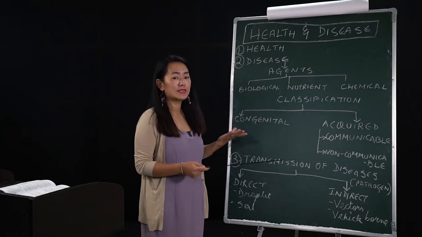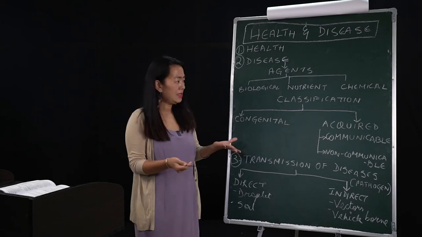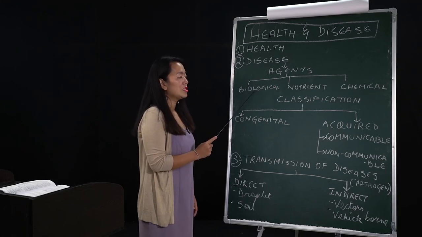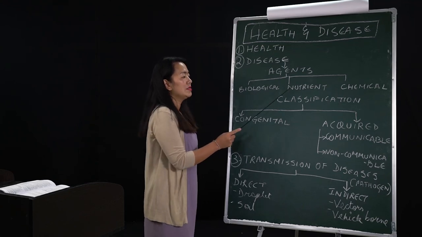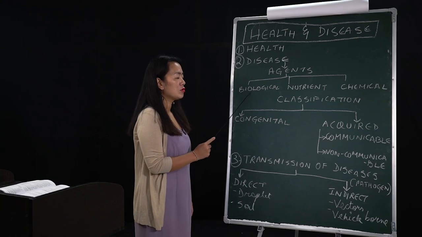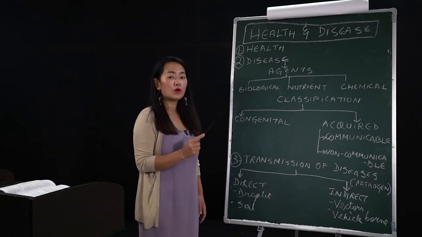So what are the agents? Who is responsible for spreading the disease? They are under the biological agents. These biological agents are also called pathogens. Remember that. In case of biological agents, they are those pathogens. Pathogens are organisms which cause disease.